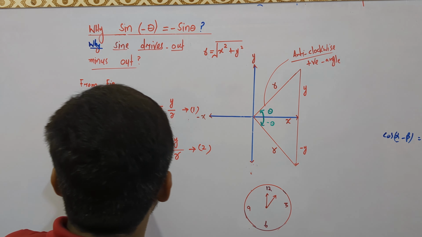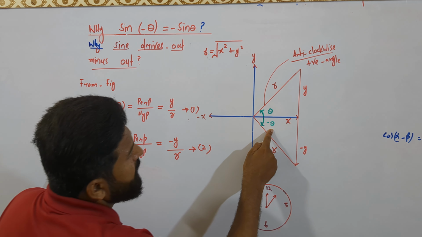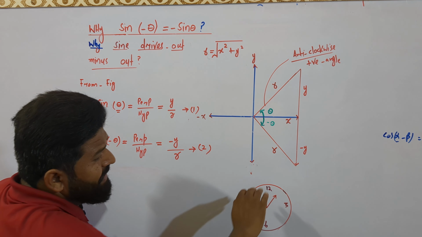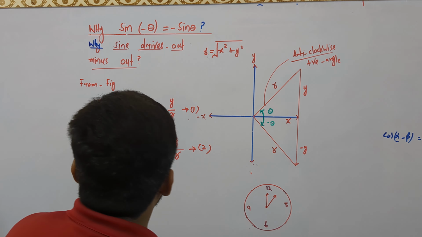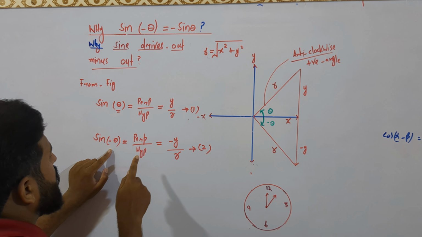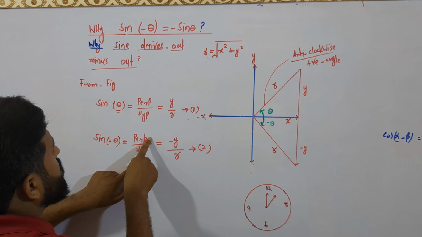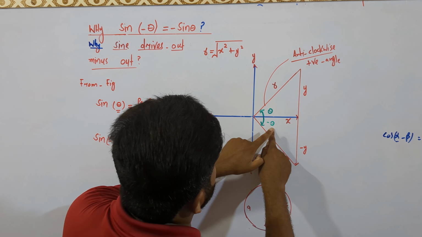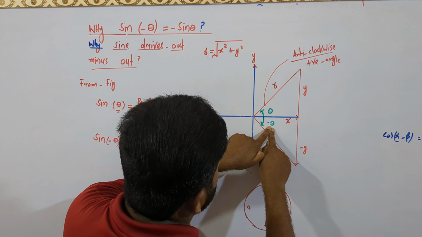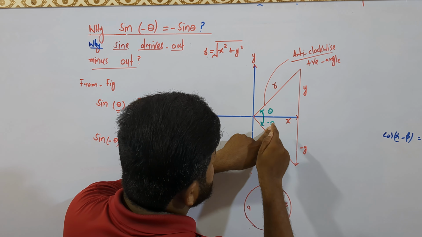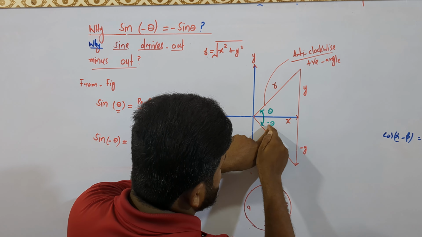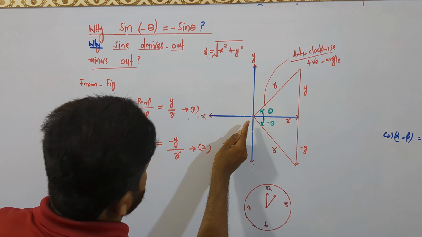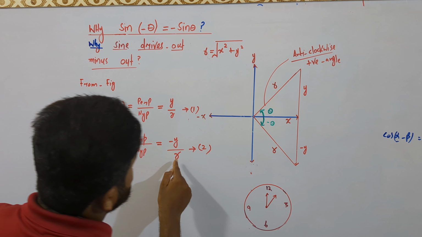Now, sine negative theta: where is negative theta? That means the clockwise direction, the direction of the clock. So sine minus theta means perpendicular over hypotenuse. The perpendicular with respect to negative theta is the line in front of the angle, and that is negative y. So we put negative y here, and over the hypotenuse, that is r.